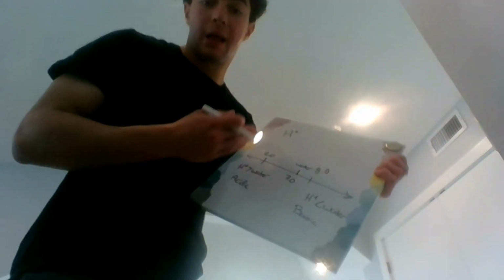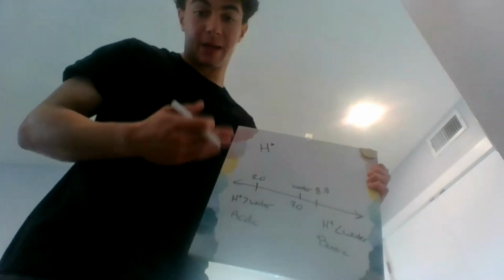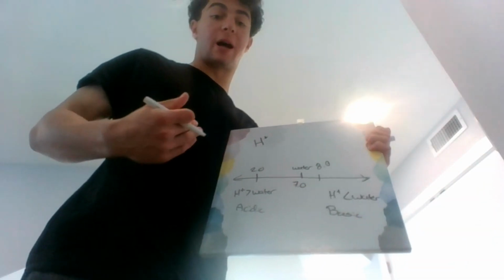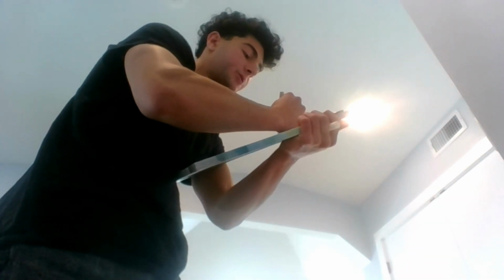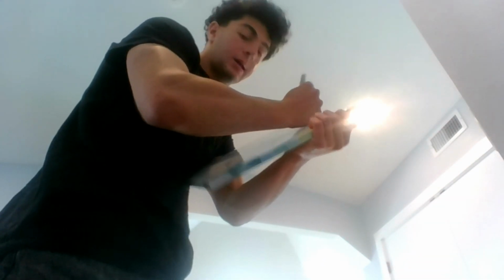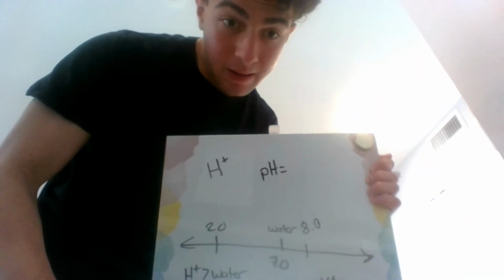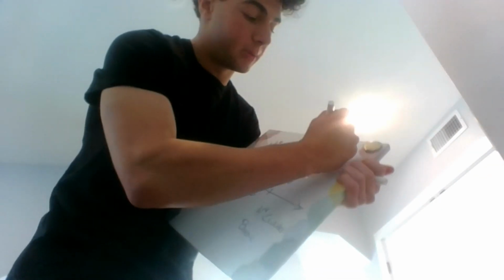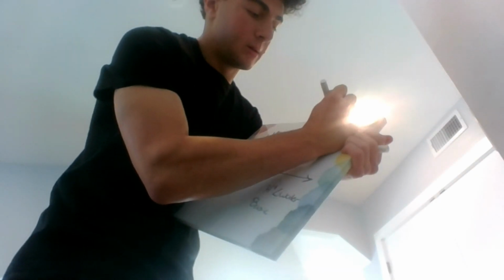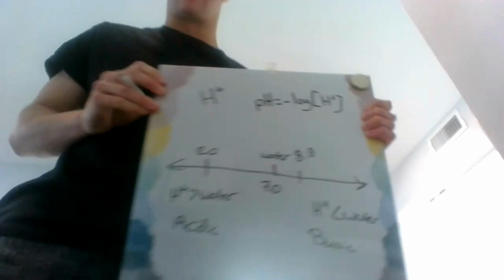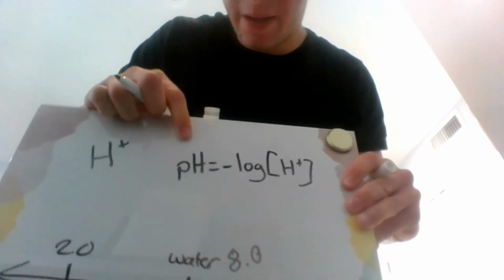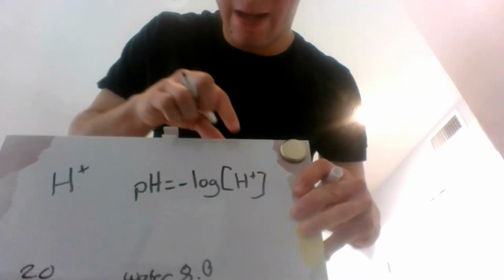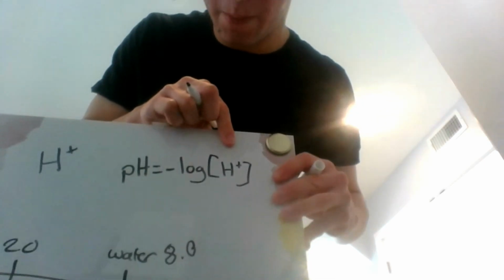Now, the equation used to find pH levels from the concentration of hydrogen ions is pH equals negative log H plus. Now let's break down this formula. pH is what we're trying to find. H plus is what we know.